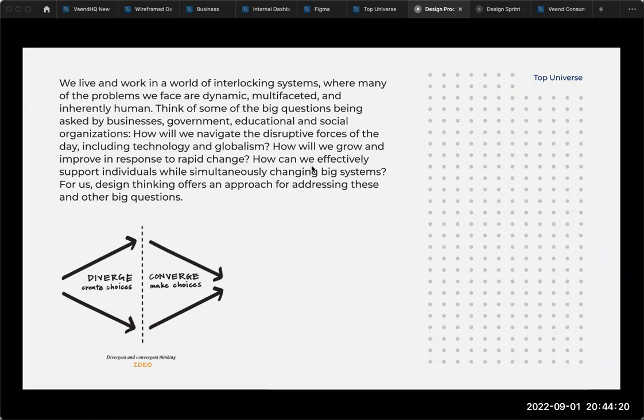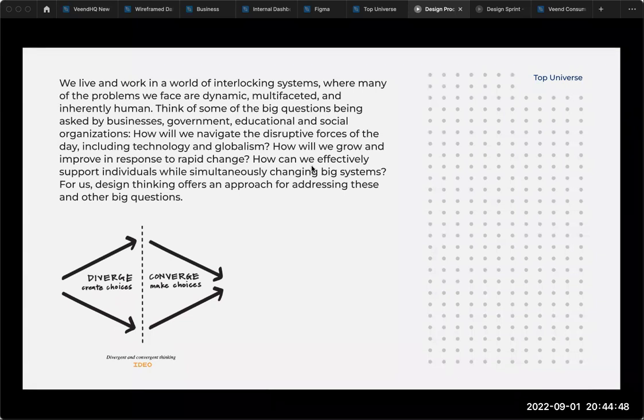For us designers, design thinking offers an approach for addressing these and other big questions. So all the big questions you have in your mind, the government questions, the healthcare questions, the educational questions, all these things, the simple approach to every one of them is to make use of design thinking. And that's what has been used even up to now, even though they might not know that's what's being used, but it's being used in most industries, in most sectors of the world, right?